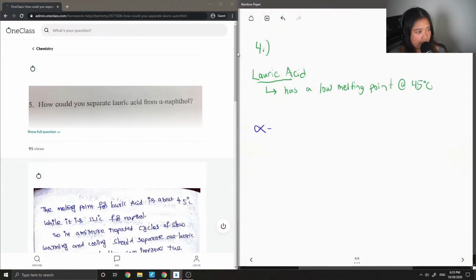And this alpha naphthol, its melting point is very high. It's around 121 degrees Celsius. So therefore we can use cycles of heating and cooling to try and separate the two solutions.